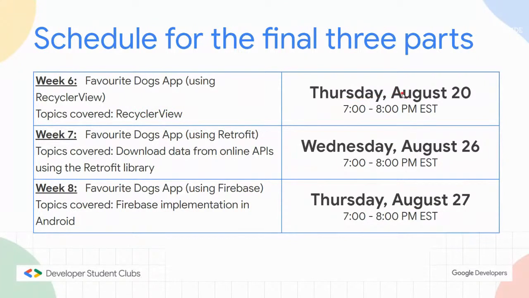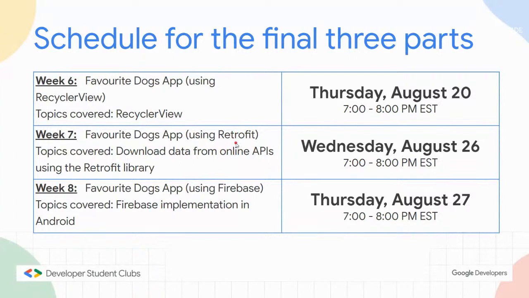And then finally next week, which is pretty exciting, we're going to be doing our capstone project. So next week, we're going to do our favorite dogs app, but there's a twist. So far, we're just using local data, but now we're going to use data from the internet. So we're going to learn how to download data from online APIs. So let's say you want to download the live weather or some live information, you can do it. We're going to learn how to use the Retrofit library to do that.